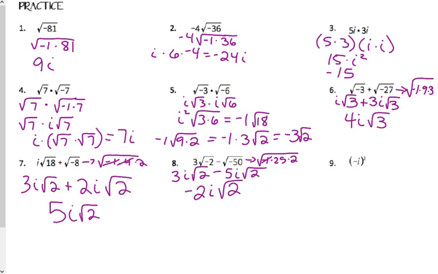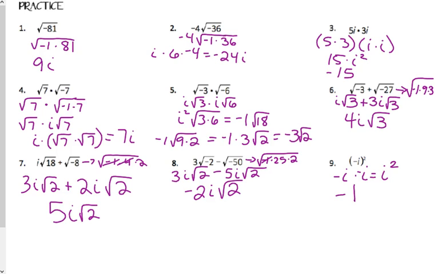Now, we have the negative i squared. So that is the same thing as saying negative i times negative i. Sorry, you can't really tell the difference between my negative and my times sign there. Negative i times negative i, and that gives us i squared. i squared is negative 1.